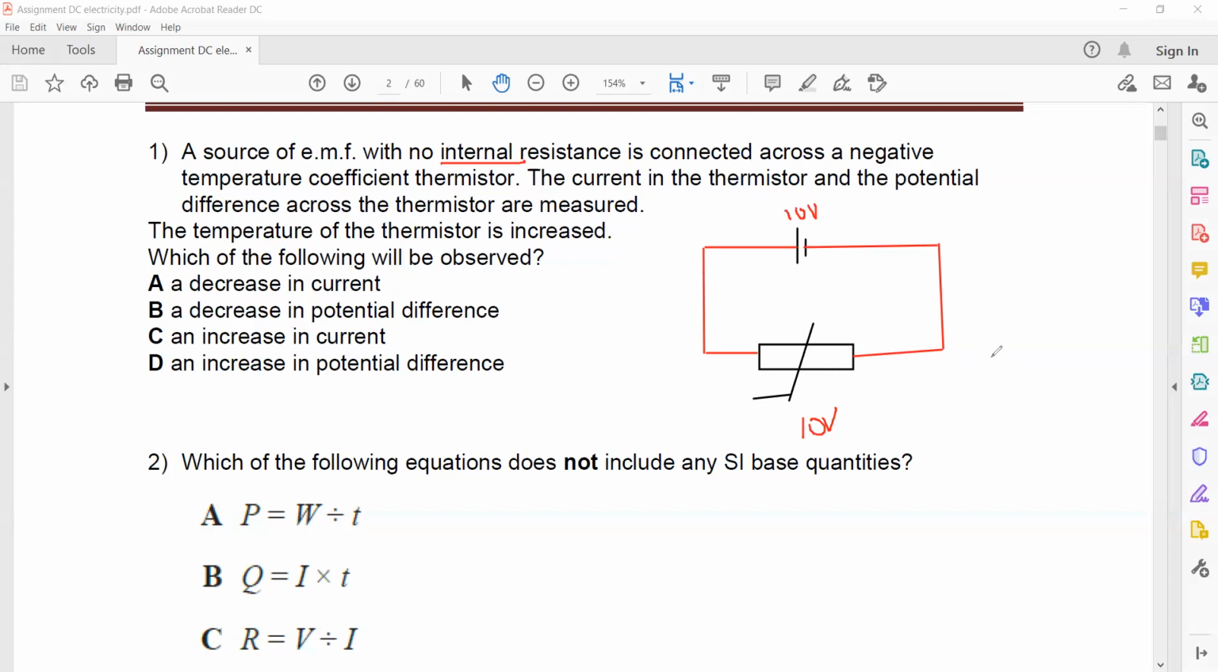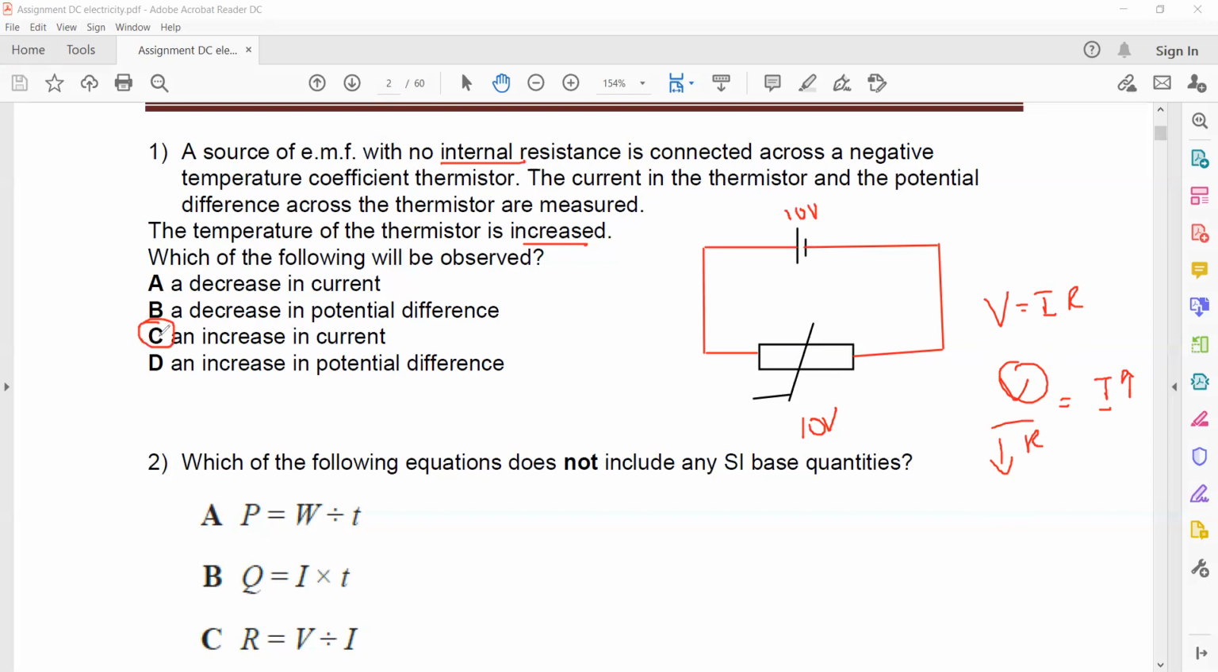But what happened to current? We have the formula V equals IR. If voltage is kept constant, the relation between resistance and current is inverse. If we increase the temperature, resistance will decrease. As the resistance decreases, the current will increase. That's why C is the right answer here.